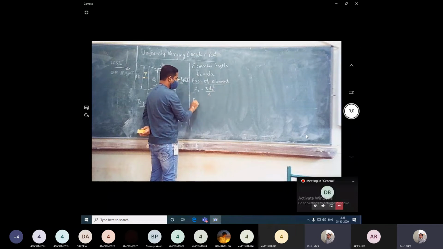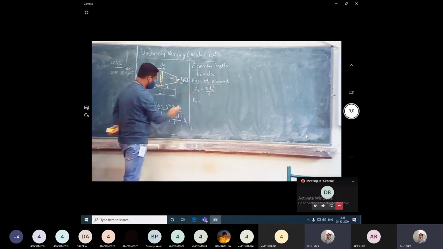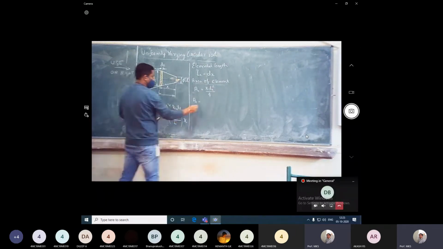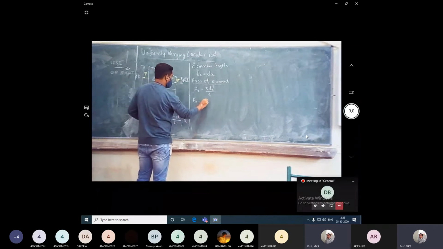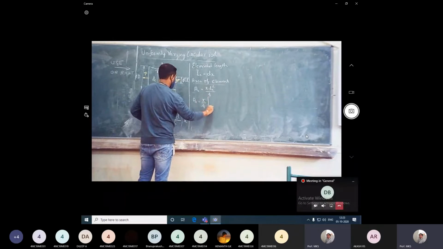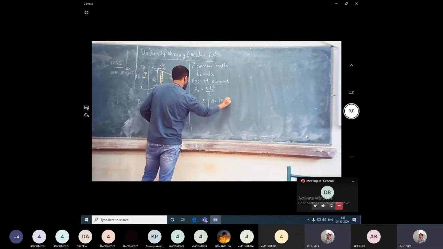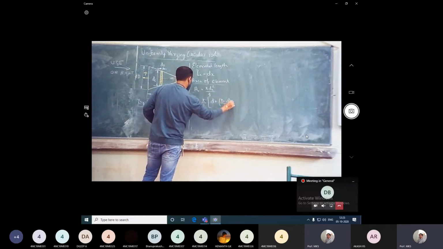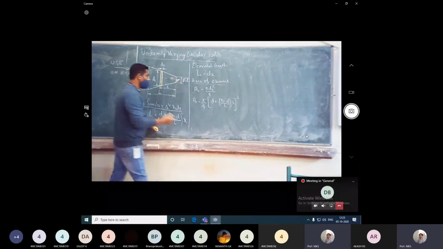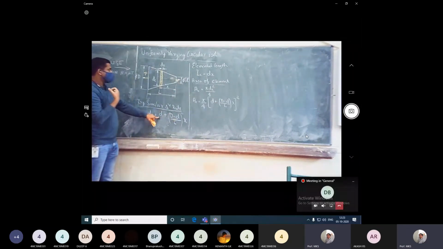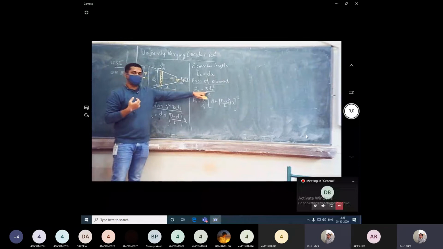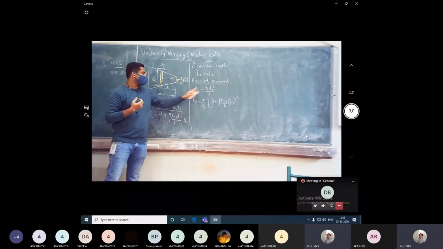So to calculate the area AE, the diameter DE is equal to D plus this term. Substitute. So that is equal to pi by 4 into (d plus (D minus d) by L into x) whole square. This is the area of the element we have considered. The general expression for area is pi d square by 4, where d is the diameter of the element.